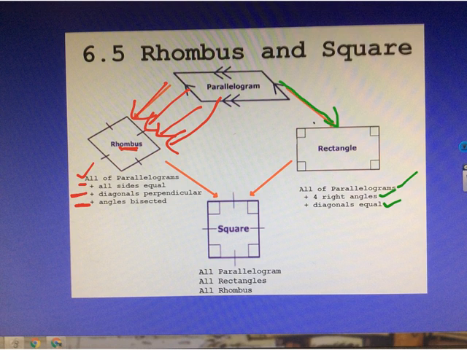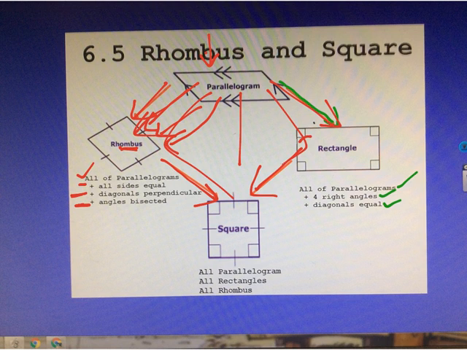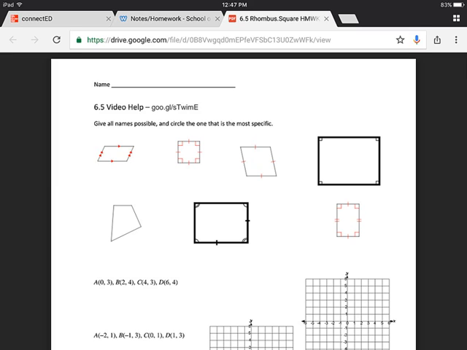Okay? If it is a rhombus and a rectangle, then it's a square. So you have to prove, is it a quadrilateral? Yes. Is it a parallelogram? Yes. Is that parallelogram a rhombus, or is it a rectangle, or is it both of these? Okay? So let's take a look at our first top part.